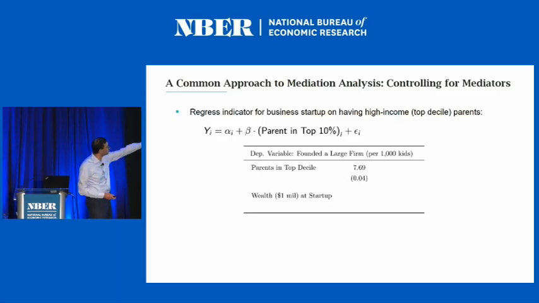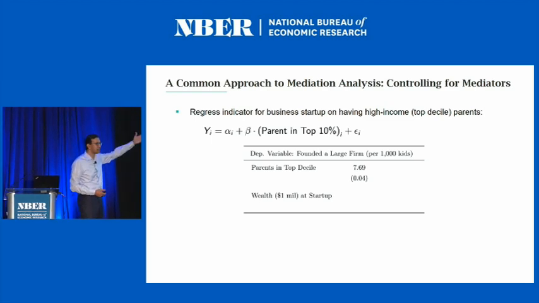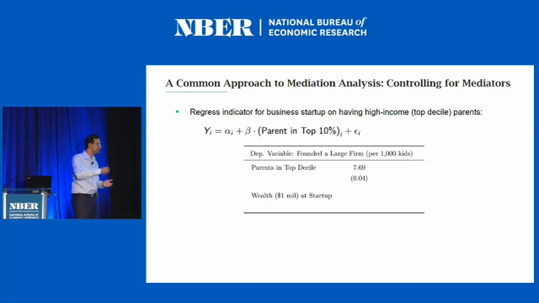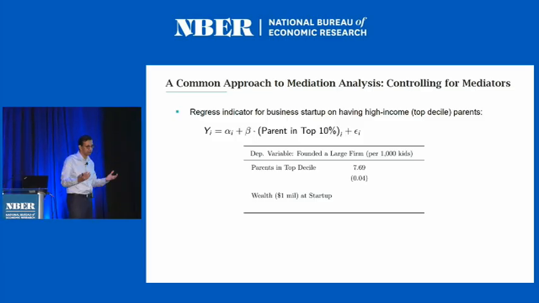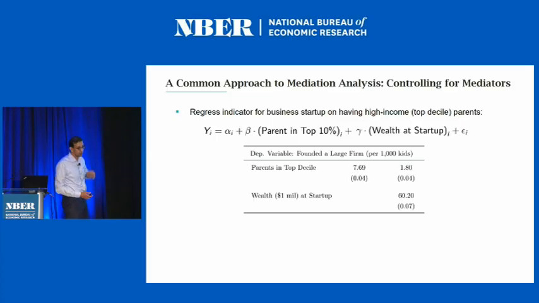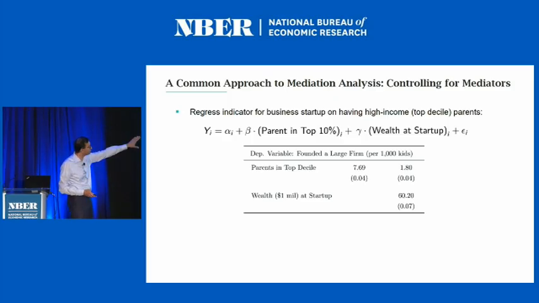which I'm going to define as parents in the top decile of the income distribution. I get a coefficient of 7.69 out of 1,000. So that's saying that kids with parents in the top 10% of the income distribution have a 7.69 out of 1,000 higher rate of starting a business, as we saw in that initial plot. Now, suppose we run that same OLS regression, but we add a control for the amount of wealth you have just prior to the business startup decision.